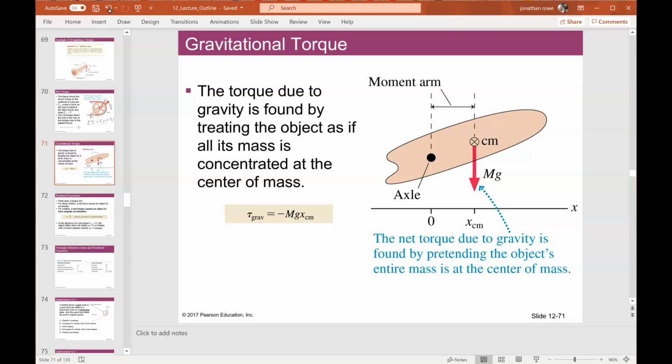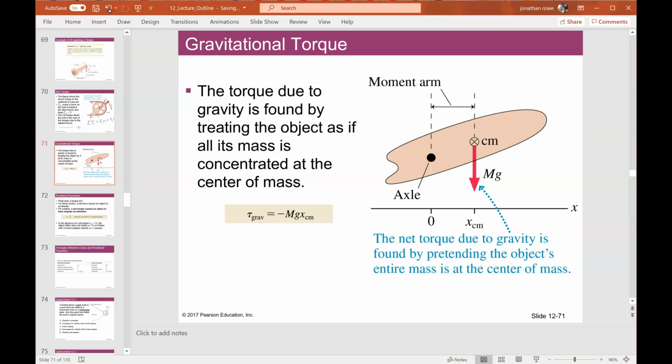The torque due to gravity is found by treating the object as if all of its mass is concentrated at the center of mass. So we would assume, since this is an axle, that this object is fixed right here. It can't move from there, but it is able to turn because it's labeled as an axle. So what does the object want to do? It wants to rotate according to its center of mass.